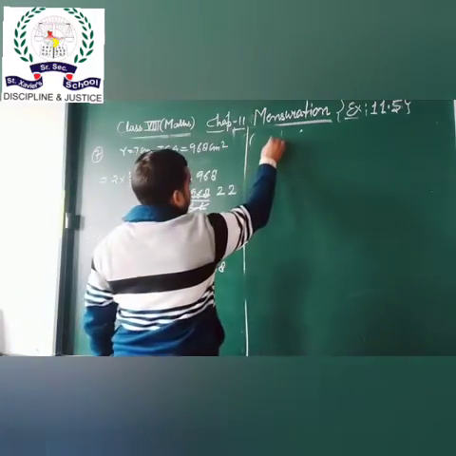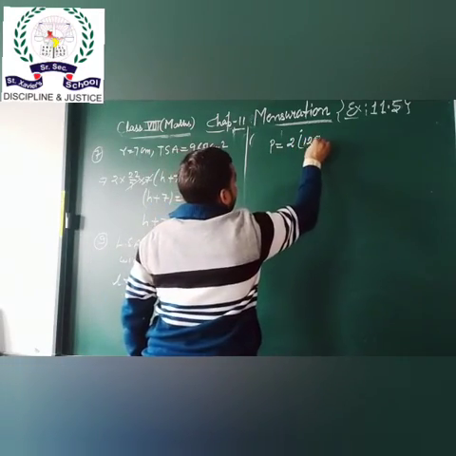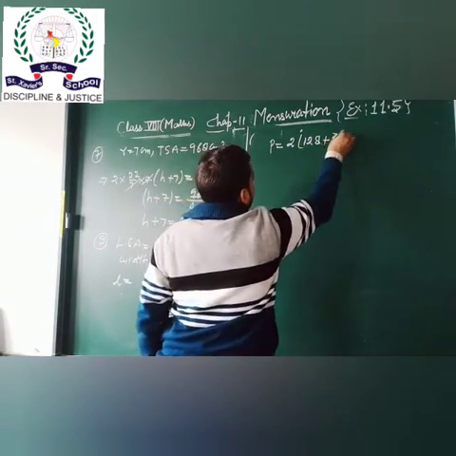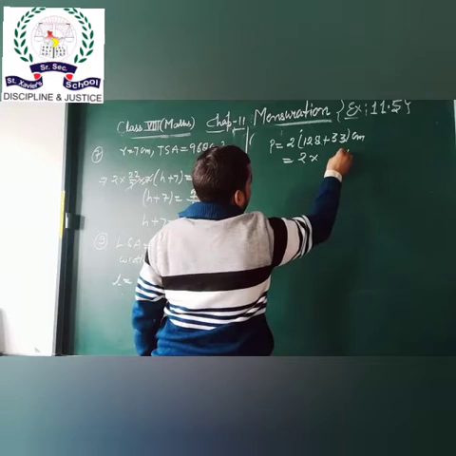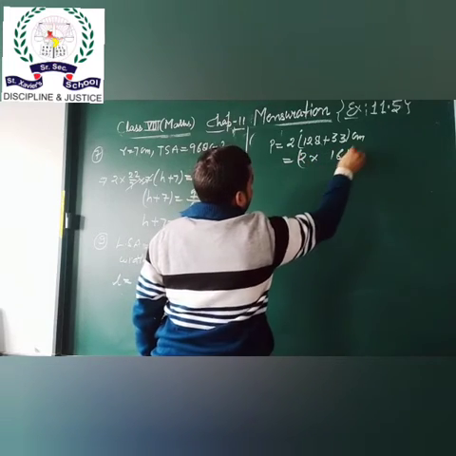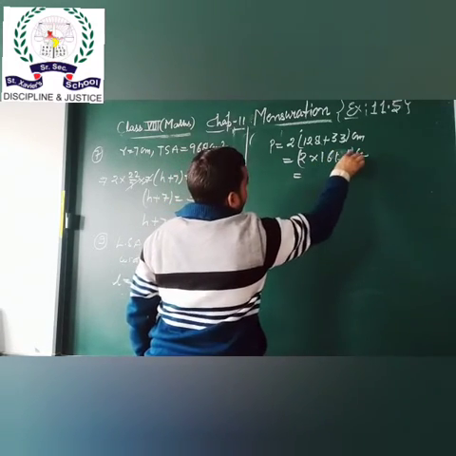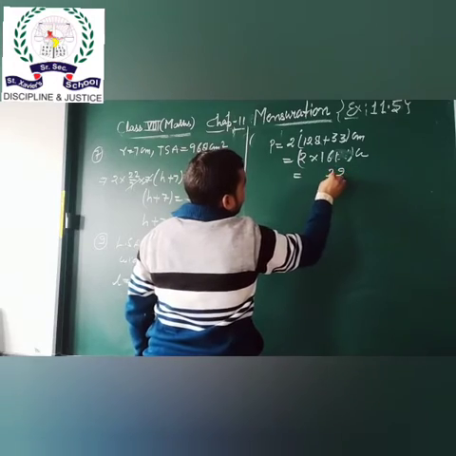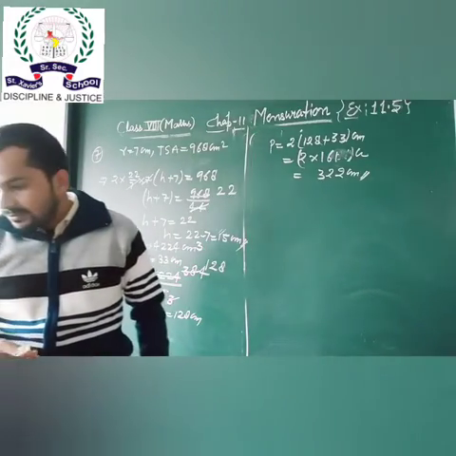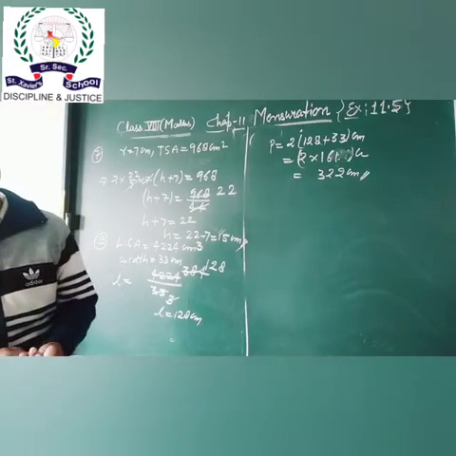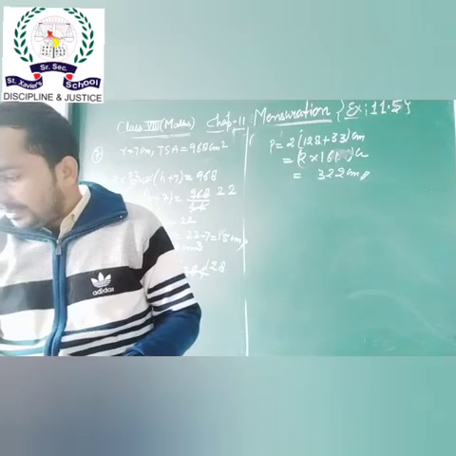Then find out the perimeter of rectangular sheet. 2 bracket L plus B. 128 plus breadth is given 33. So 2 into 161. 2 1s are 2, 2 6s are 12. 322 centimeter. So perimeter of rectangular sheet is 322 centimeter.